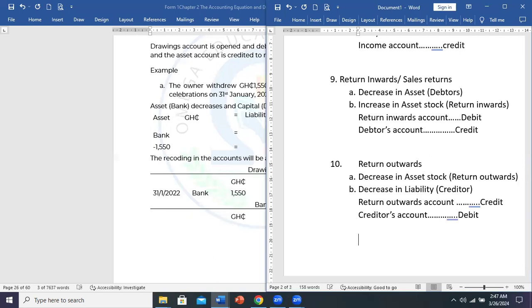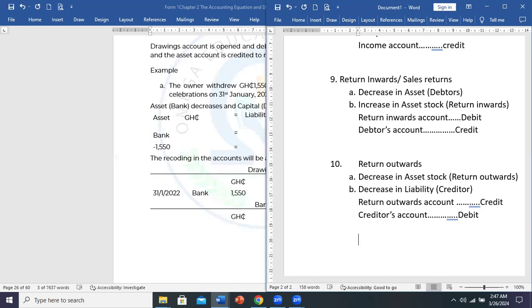The last one is drawings, and I want to believe that you remember issues we discussed about drawings, that it is going to decrease capital and also decrease the particular item that was withdrawn. So if it is cash, cash will decrease. So asset cash will decrease, and drawings decrease capital. So anytime there is drawings, the first effect is that it decreases capital. Okay, and it also decreases the asset. Is it cash, is it bank, or is it stock?